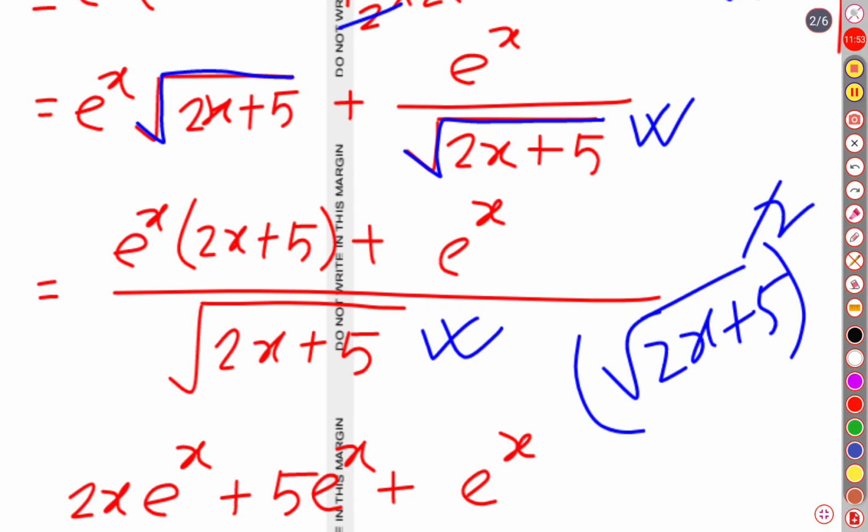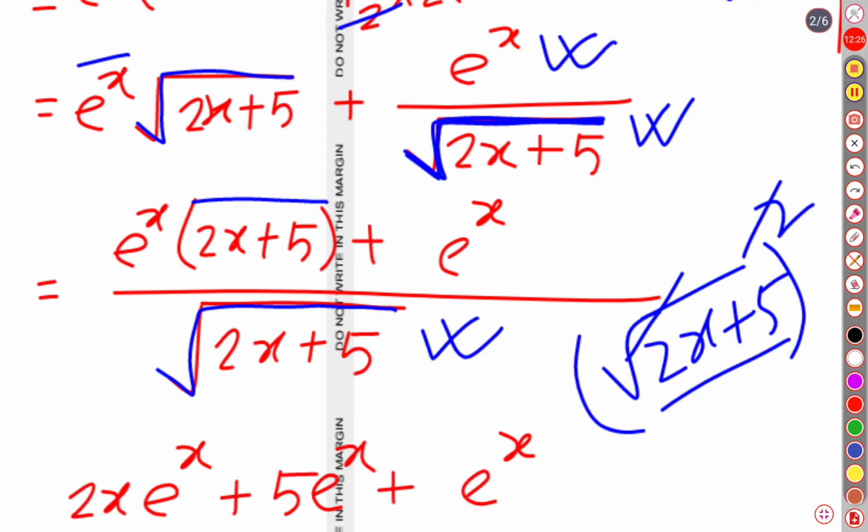So square and square root cancel each other out, so there will remain only 2x plus 5. So here we have written 2x plus 5 along with e raised to x. Then plus 2 raised to... if we multiply this 2, this is square root over 2x plus 5, this one is also square root over 2x plus 5, so after division it will be 1. If we multiply 1 by e raised to x, it will be e raised to x.